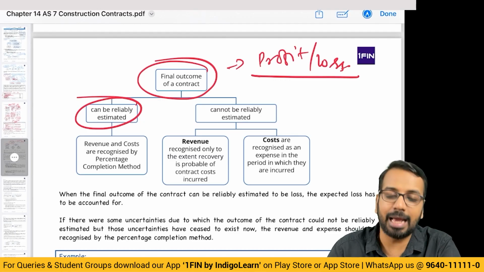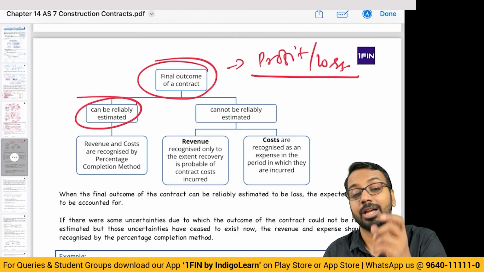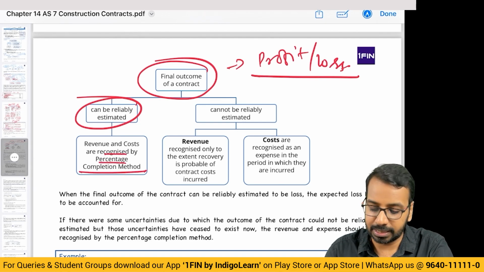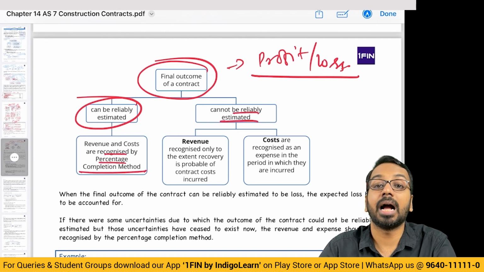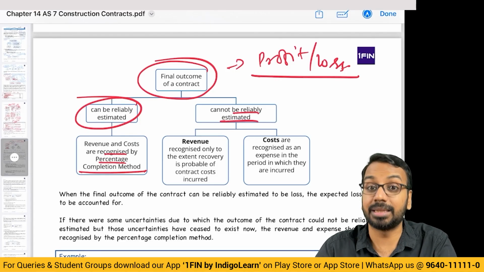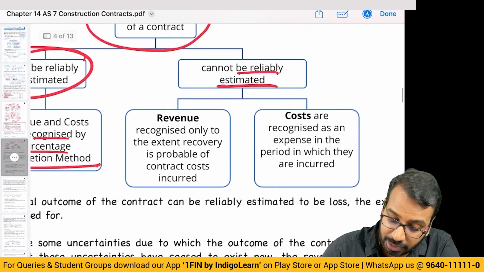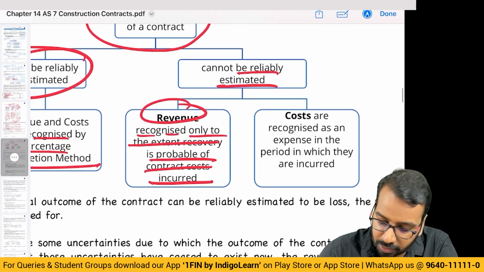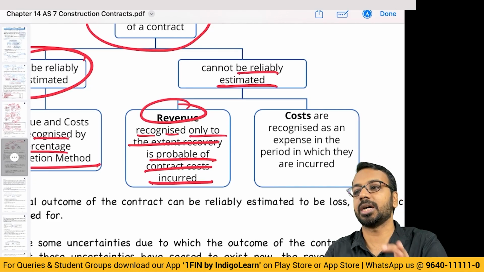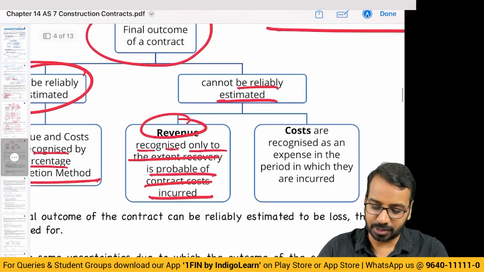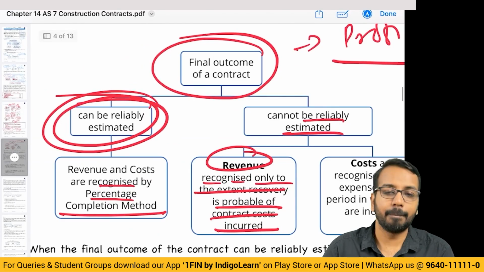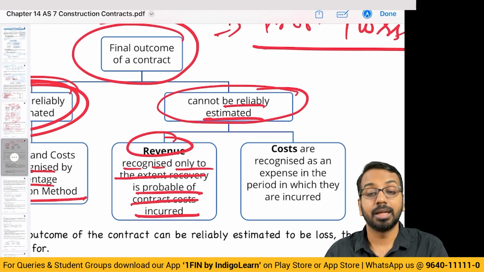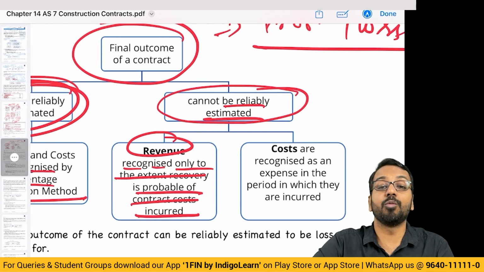And if you can measure reliably what is the final outcome of the contract, then you will recognize revenue by the percentage completion method. Then, if you cannot measure reliably, I do not know the final outcome of the contract reliably, then revenue, very important, should be recognized only to the extent of recovery of probable contract cost. Recovery is probable of contract costs which are incurred. What is the meaning of that? The meaning of this is, if I know the final outcome, I will use the percentage completion method. If I do not know the final outcome, then I will not recognize revenue more than cost.